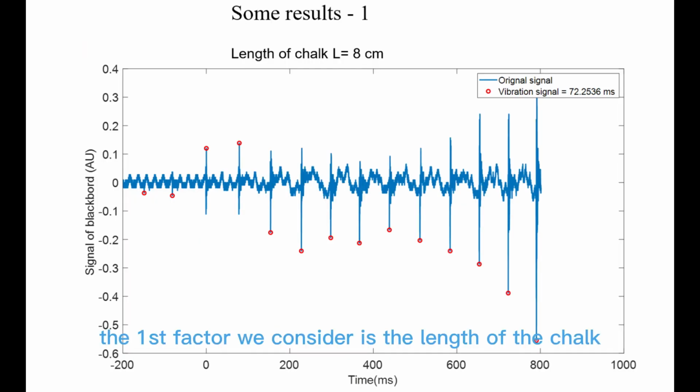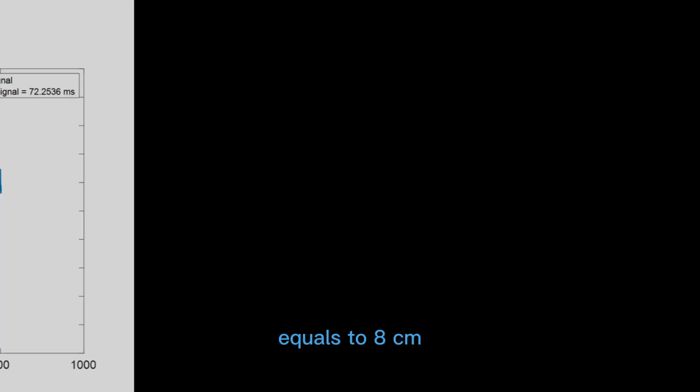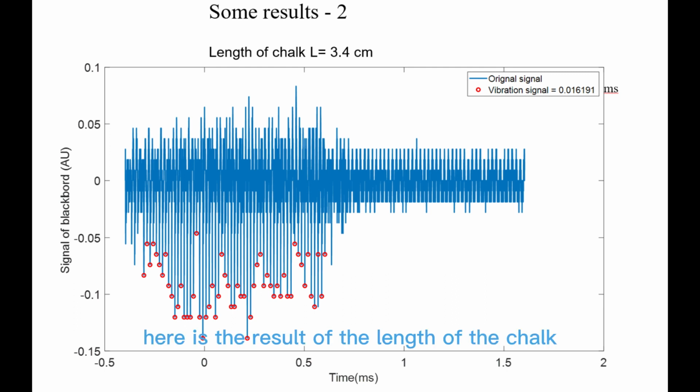The first factor we considered is the length of the chalk, and here is the result for a chalk length of 8 centimeters. And here is the result for a chalk length of 3.4 centimeters. As we can see, the frequency is much higher than with a chalk length of 8 centimeters.